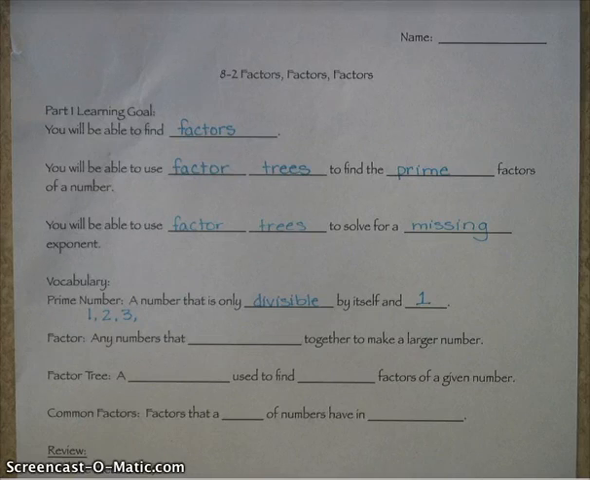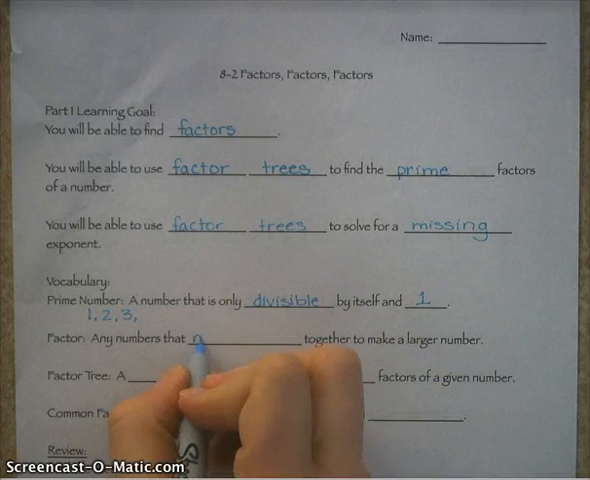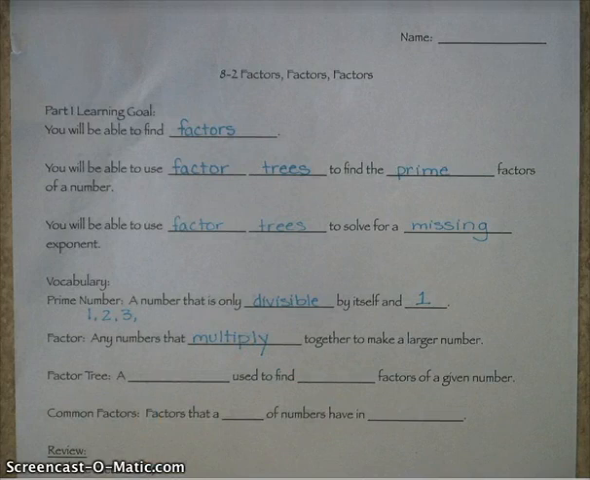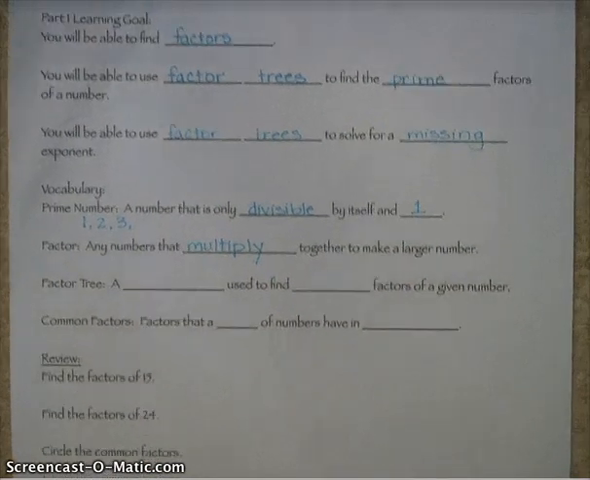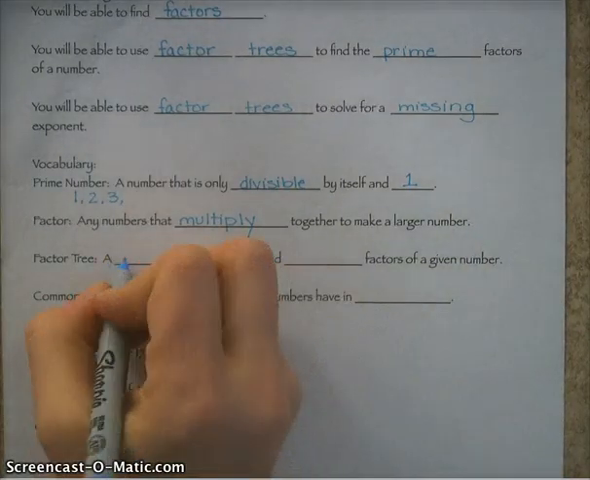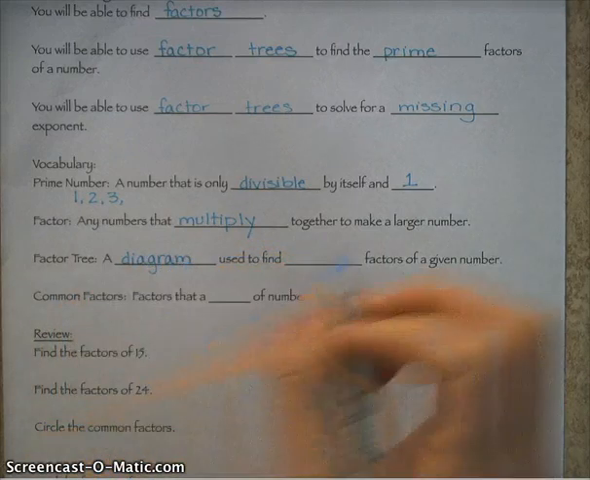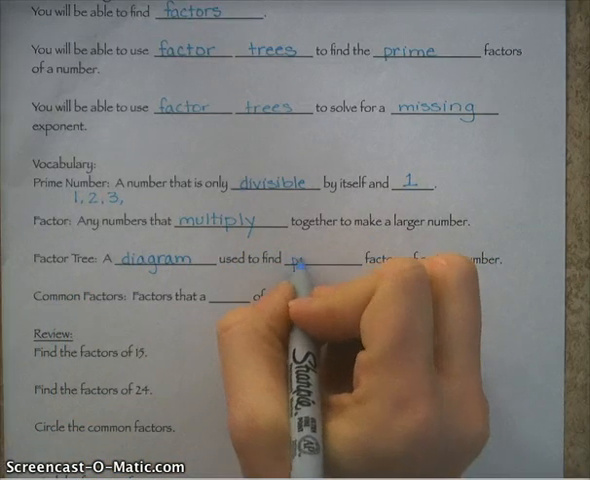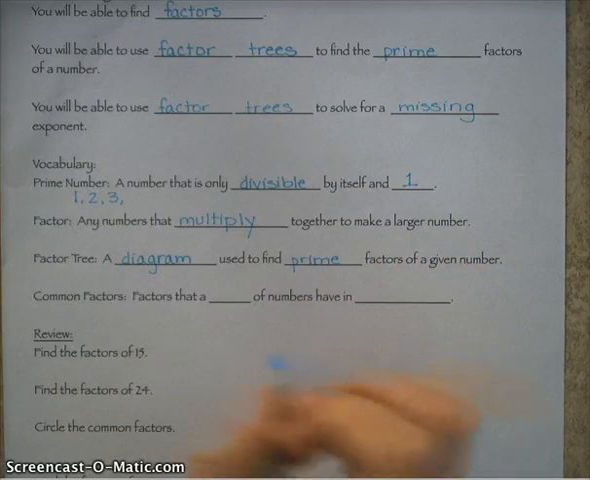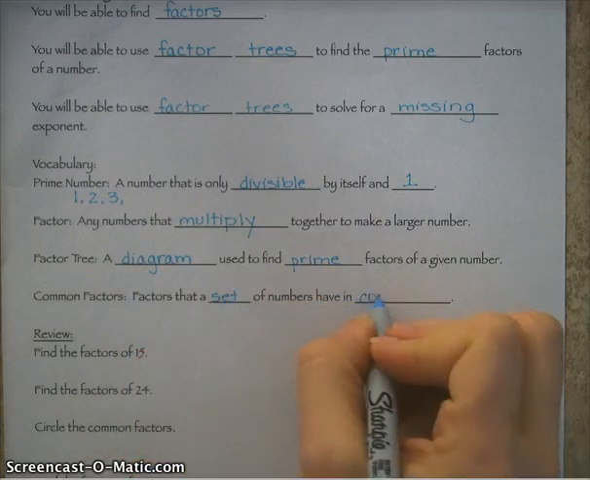A factor. Factors are any numbers that multiply together to make a larger number. Next up, factor tree, and we'll go into these a little more in the video. A factor tree is a diagram or a picture type thing that is used to find prime factors of a given number. And common factors are factors that a set of numbers have in common.